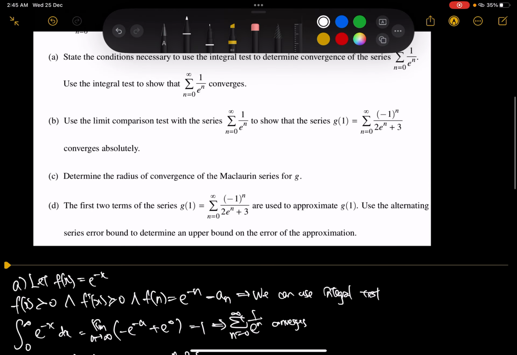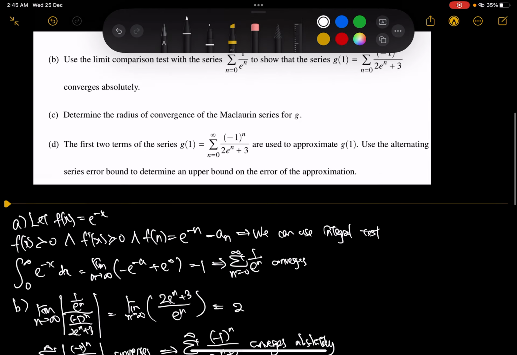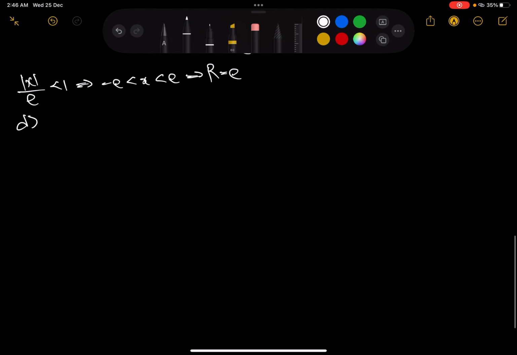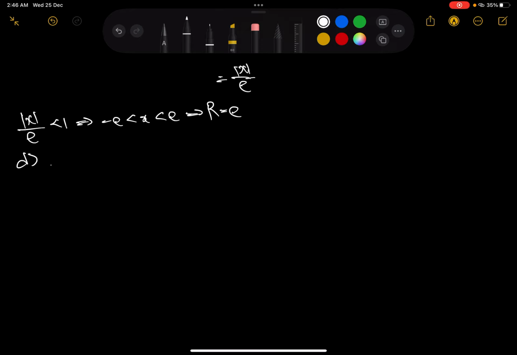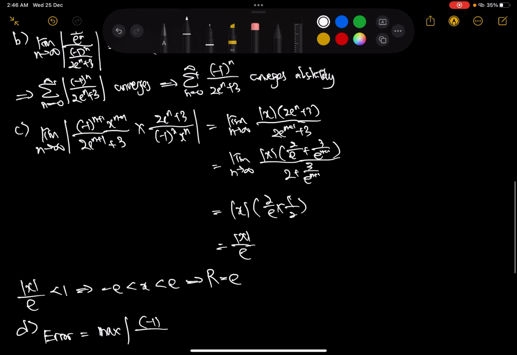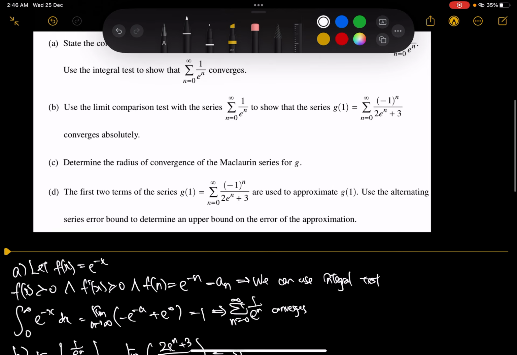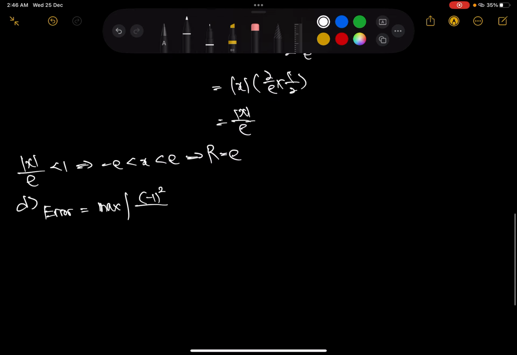And then part D is just Lagrange's error bound, I think. Somewhere along those lines. It's just an error approximation. So what we need, I think, is the error equals the maximum of the next term. Wait, second term, because he only used 2 terms. So he only used 2 terms, right? Yeah, so this should be the third term.